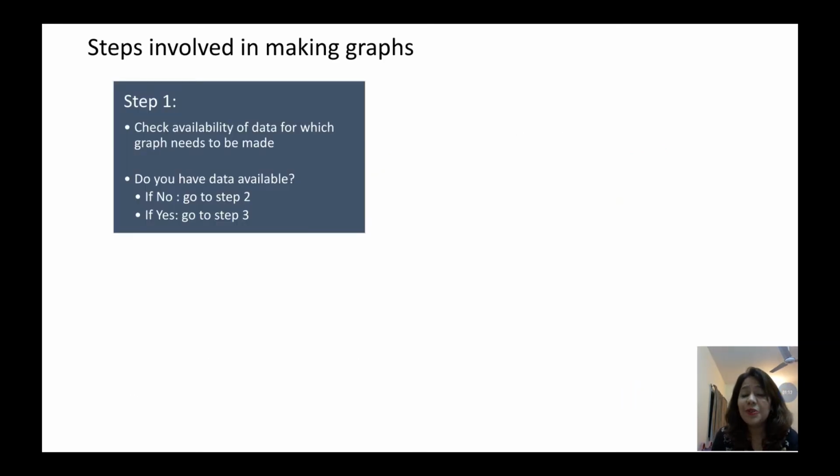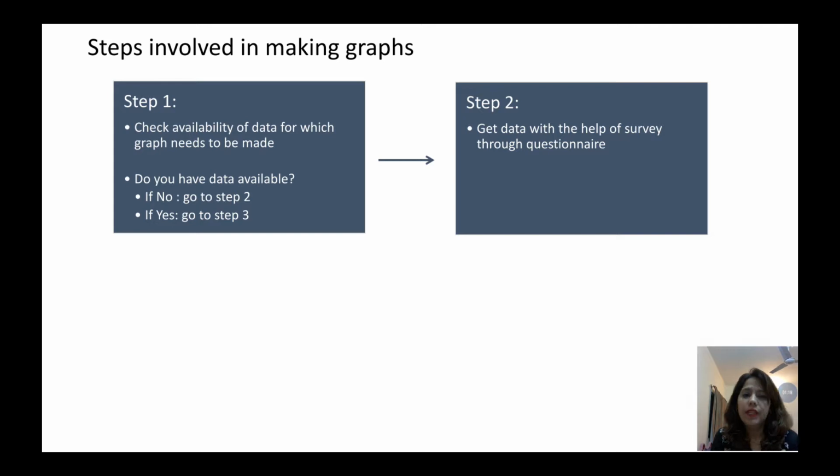So if graphs are so important, let's see how we can make a graph for ourselves. For that, let's see what steps are involved. First of all, you have to see if you have data for plotting the graph, or you have to collect it. If you have data, it's very good and simple. You can make a graph. But if you don't have data, you can collect the data.